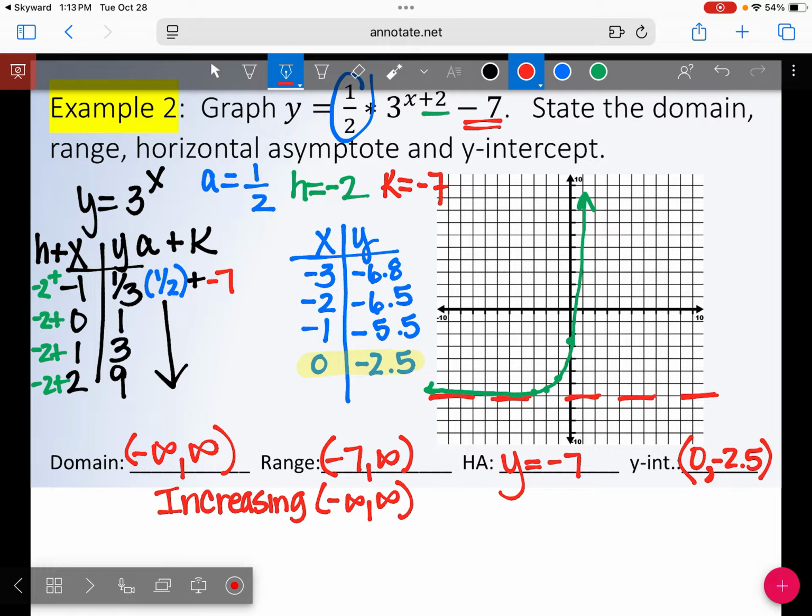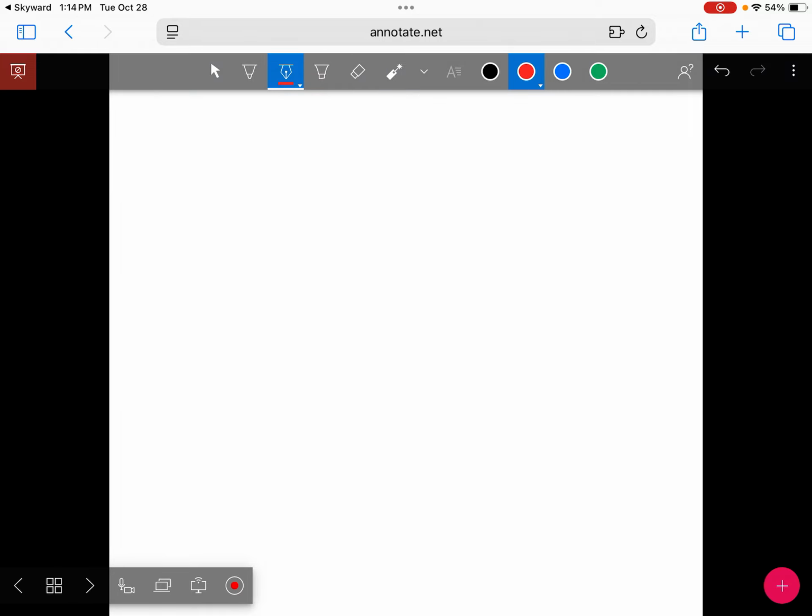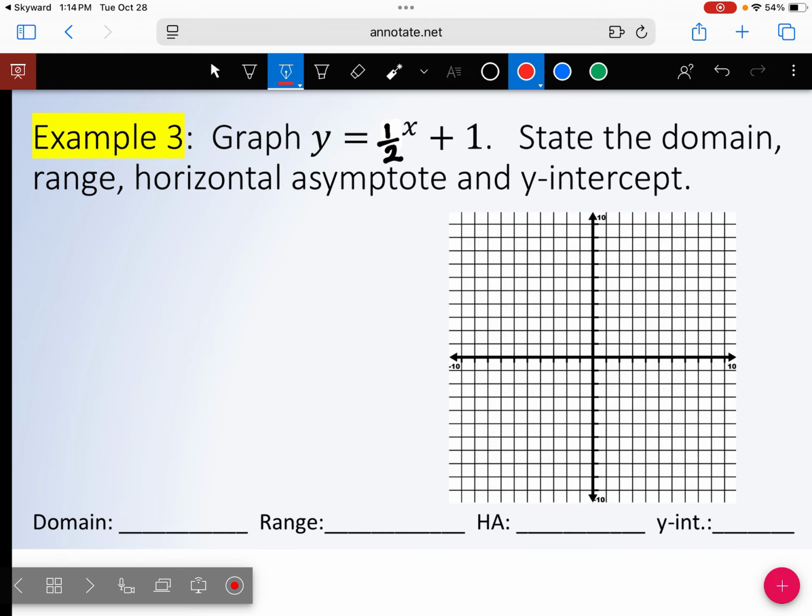All right, let's go ahead and get your page set up for example 3. I am changing it a little bit though. So yeah, I already changed it. Okay. So we're going to do y equals 1/2 to the power of x plus 1.